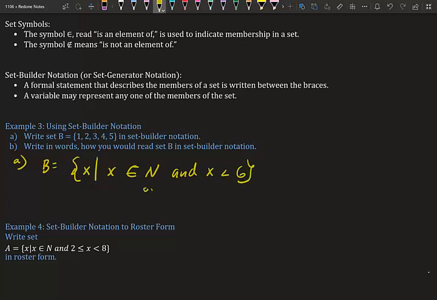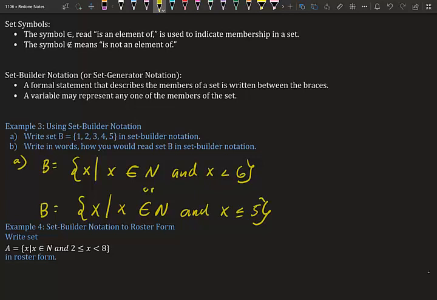You could also say B is x such that x is an element of all the natural numbers, and x is less than or equal to 5. Those mean the same thing. Because if you're saying less than 6, that's 1, 2, 3, 4, 5. If you're saying x is less than or equal to 5, that's still 1, 2, 3, 4, 5.